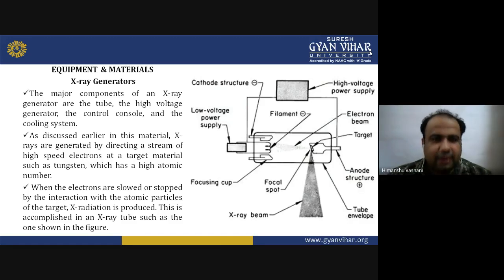I repeat once again, X-rays are generated by directing a stream of high-speed electrons at a target material such as tungsten, which has a high atomic number. When the electrons are slowed or stopped by the interaction with the atomic particles of the target, X radiation is produced. This is accomplished in the X-ray tube, such as the one shown here.